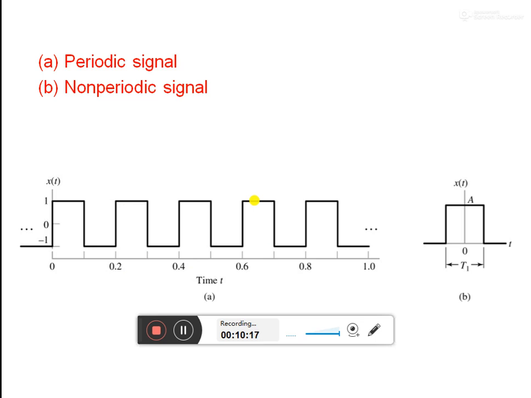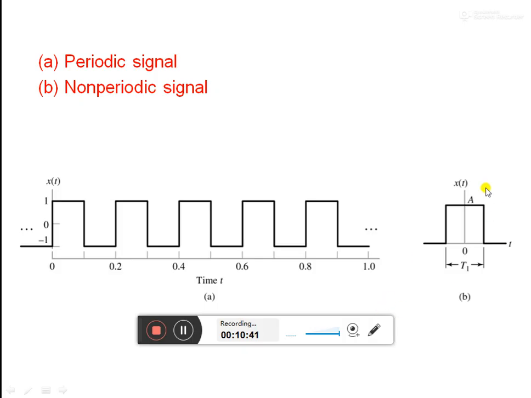So this is a rectangular pulse which is periodic in nature. Any signal which has a repetition of the same value after a particular instant of time could be considered as a periodic signal. But the same shape, if it is represented only with a single pulse like this without any repetition, then this is considered to be a non-periodic signal.